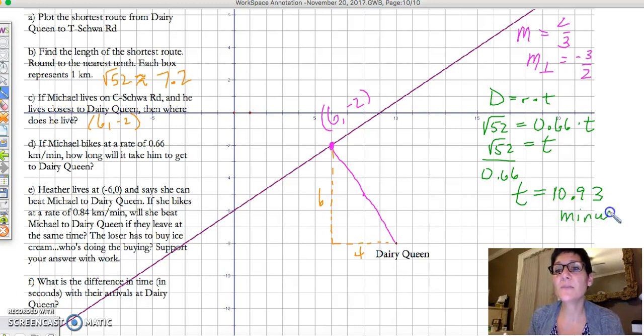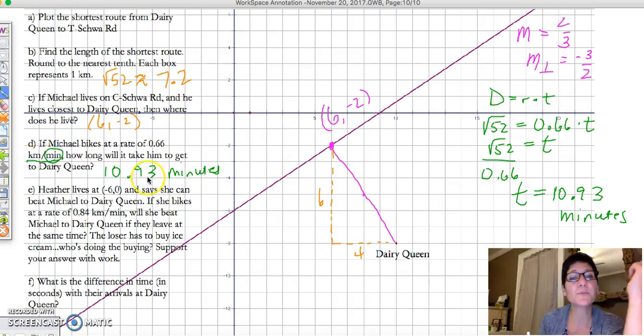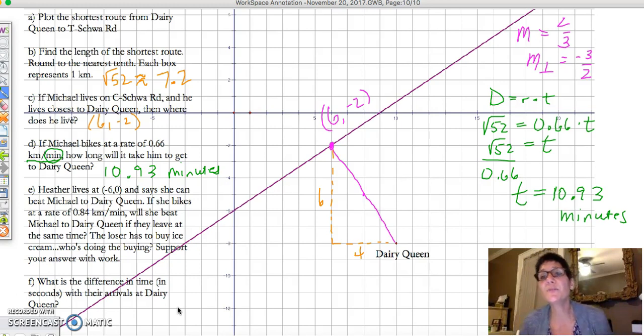So it takes him 10.93 minutes there. So this is going to be 10.93 minutes. And the reason that we knew it was minutes is because it's in kilometers per minute. If it was kilometers per hour, it would take 10.93 hours. If it takes 10.93 hours, to me, it's not even worth it to go to Dairy Queen. I'd go someplace closer to eat what I want.